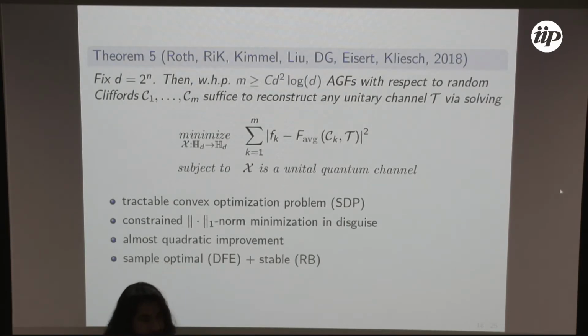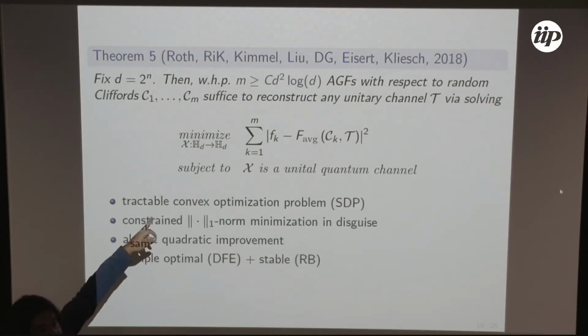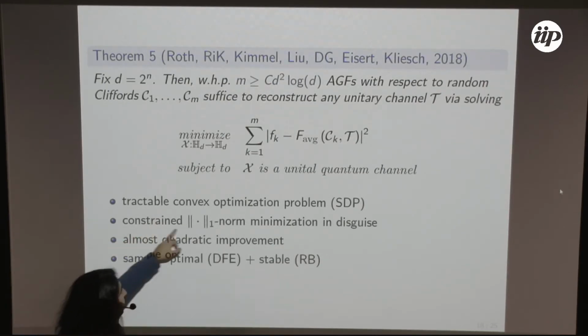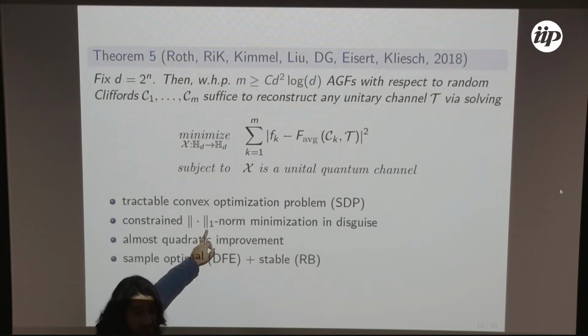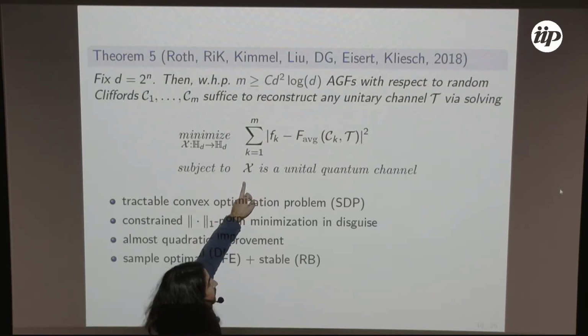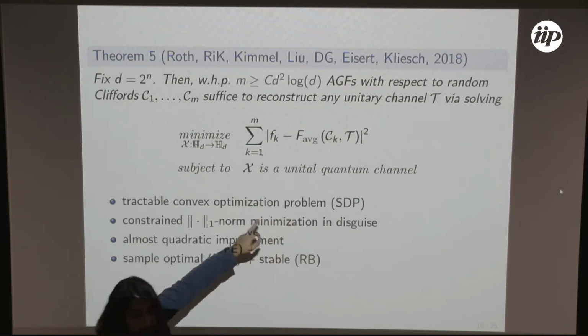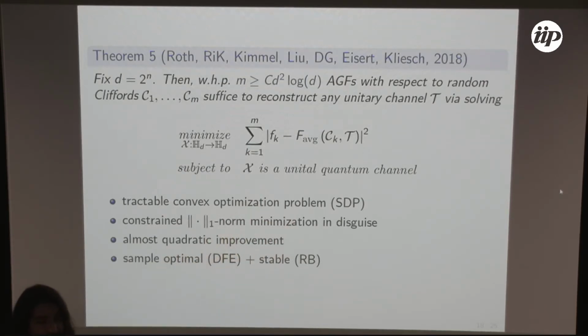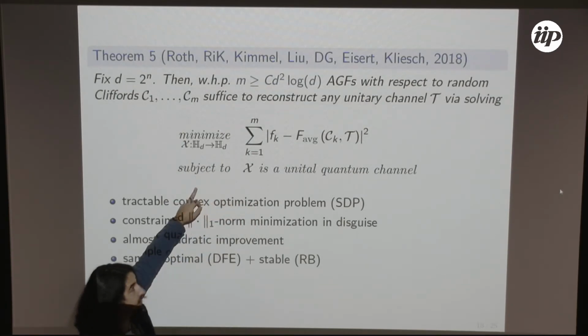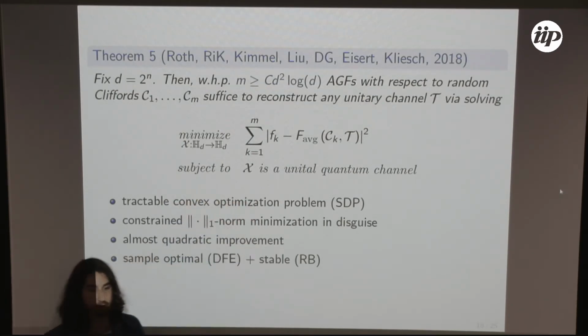And just to connect this further to David's talk, you don't see a trace norm in here, but this is a trace minimization problem in disguise, because our feasible space is the set of all unital and trace preserving channels, and they all have trace norm 1. So the trace norm minimization is superfluous, and what we actually do is just a least squares fit of the data with respect to the constraint that we have a unital quantum channel. And you can rephrase this as an SDP.